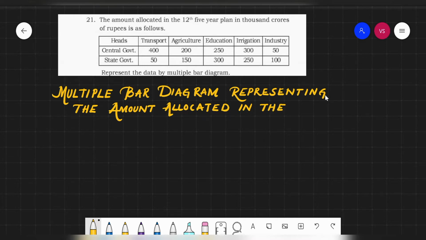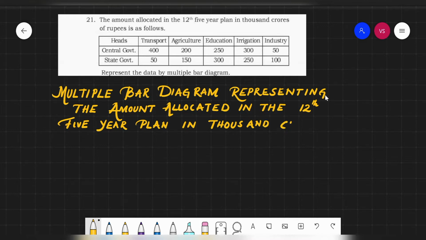12th five-year plan in, this is important too, in 1000 crores of rupees.